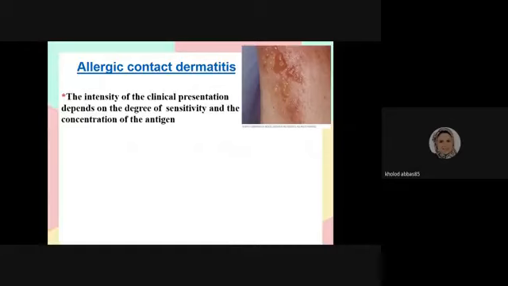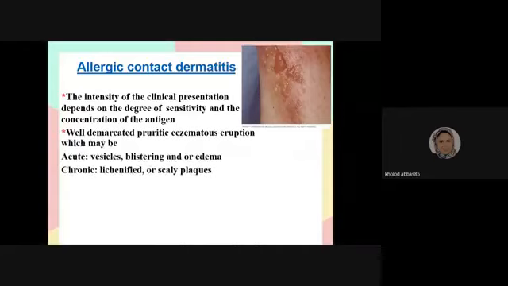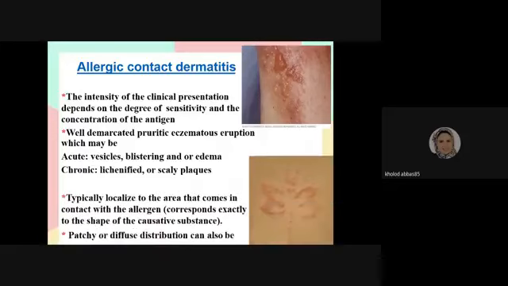Clinical presentation depends usually on the degree of sensitivity and the concentration of antigens. Usually the acute stage presents with a pruritic, eczematous eruption. In the acute stage there are vesicles, blistering, and edema. In the chronic stage, chronic allergy can cause lichenification and scaly flakes. It is typically localized to the area that comes into contact with the allergen, corresponding exactly to the shape of the causative substance. Patchy or diffuse distribution can also be seen.